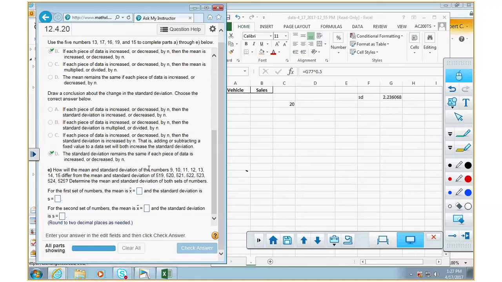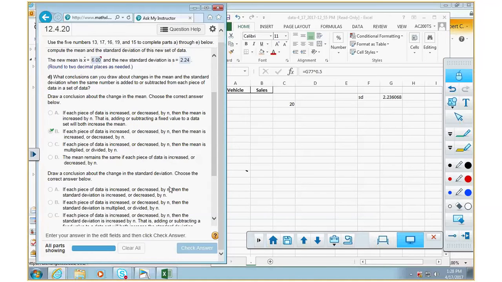How will the mean and standard deviation change? Oh, so they give you another set of numbers? How is it different from the deviation of the bottom? No, they're just asking you the same thing they asked you up here. They want you to find the mean of 9, 10, 11, 12, 13, 14, and 15. And then all you got to do is add 500 to the mean. See what they're doing? They're adding 500. So the mean is going to be 500 and something, whatever your mean is.